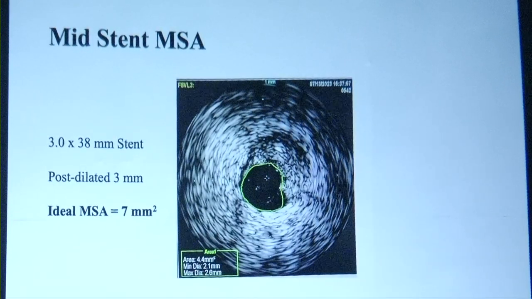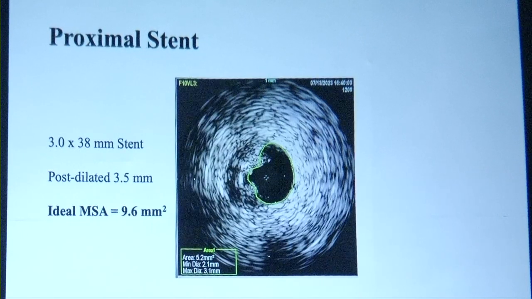Mid-stent, again, we put a 3.0 by 38 stent and dilated it by a 3 millimeter NC balloon post-dilatation. The ideal MSA was 7 millimeters, and we still only got 4.4 millimeters. The point is, your balloon diameters on the box do not deliver the majority of the time. So repeat imaging and optimization is an absolute must.